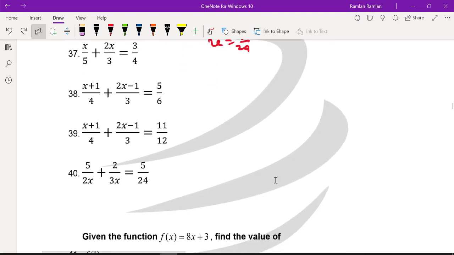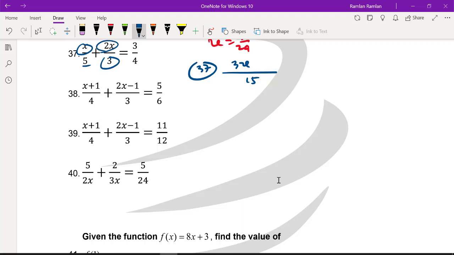Okay, next, number 37. Okay, I'm gonna put it up here. 37. Again, we don't have the same denominator, so let's make them the same. It will be 15 because the LCM of 5 and 3 is 15. Okay, 5 goes to 15. You multiply by 3. So this also multiply by 3. You will get 3x. 3 goes to 15. You multiply by 5. This also means multiply by 5. So it will be plus 10x equals to 3 over 4. And that'll be 13x over 15 equals to 3 over 4.